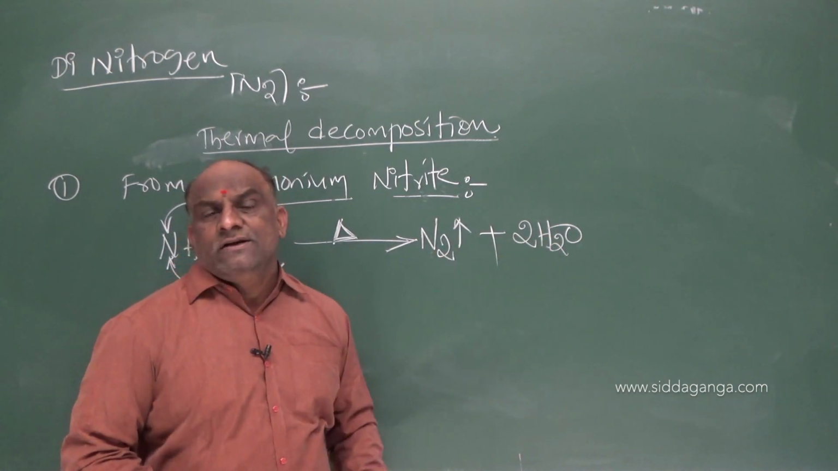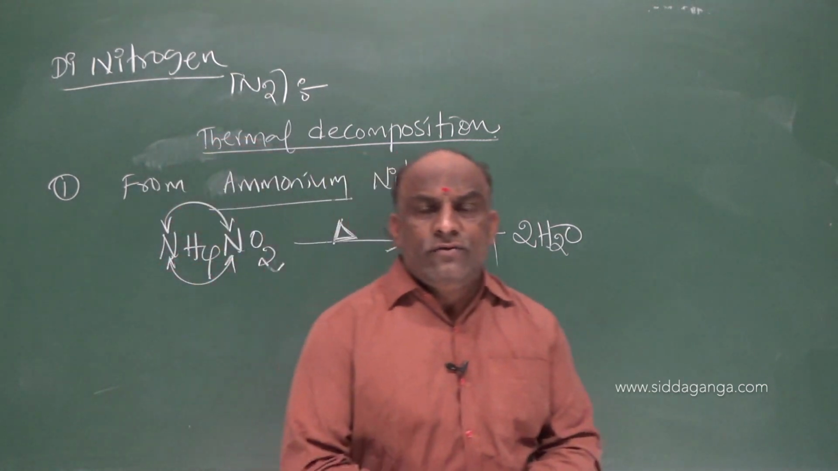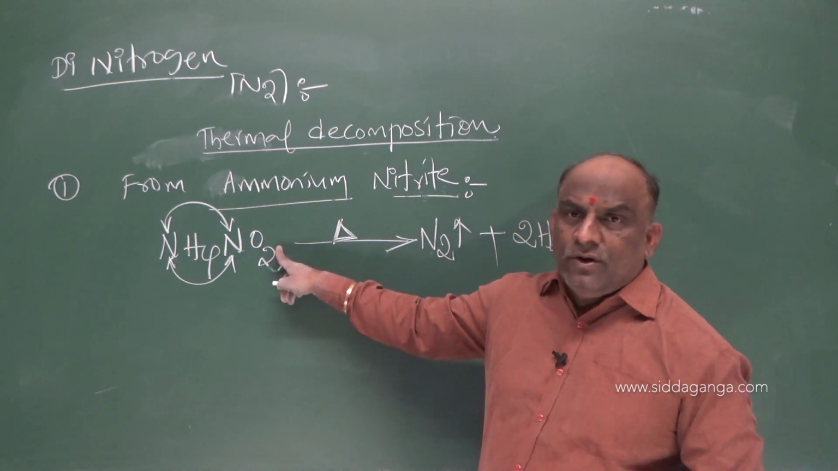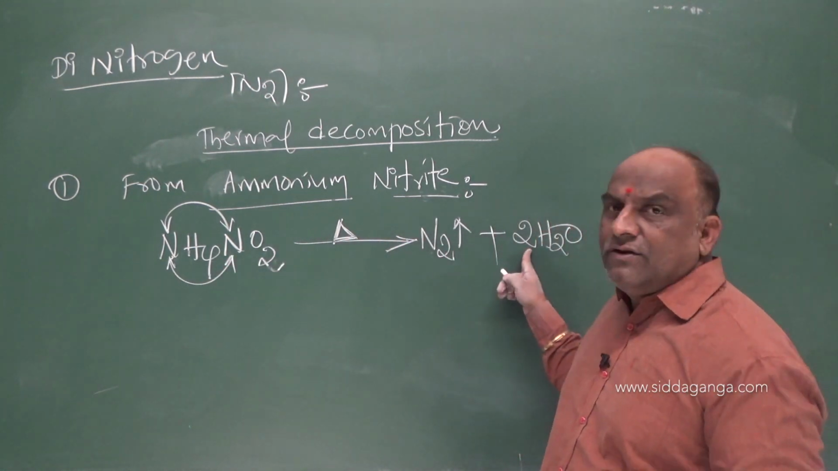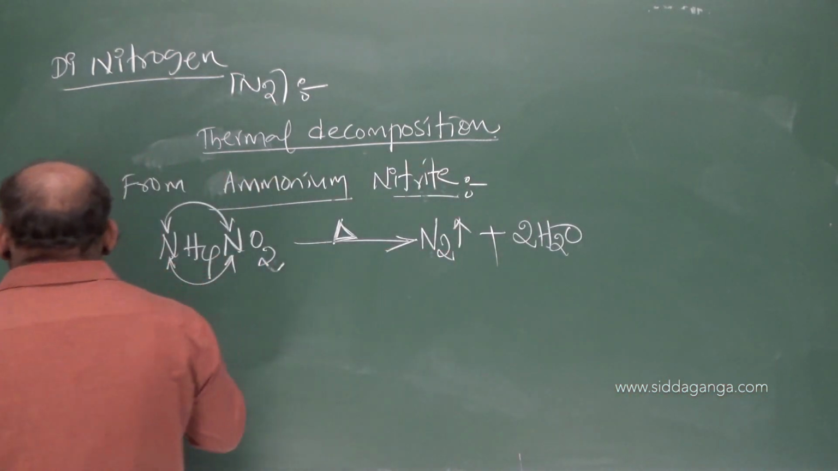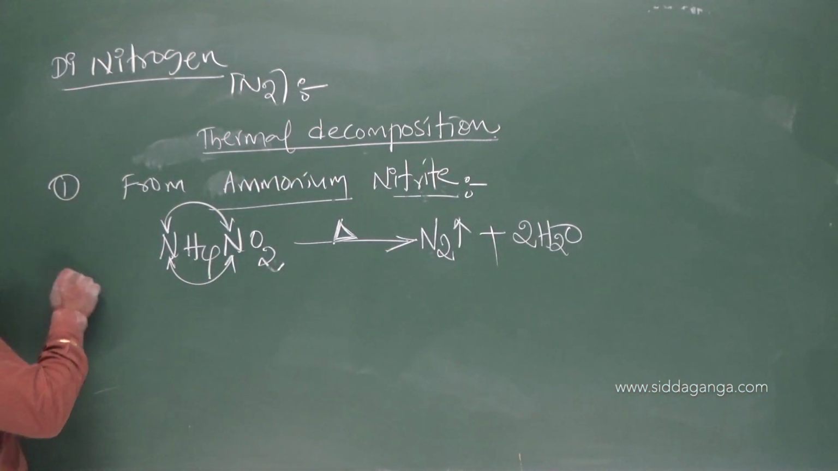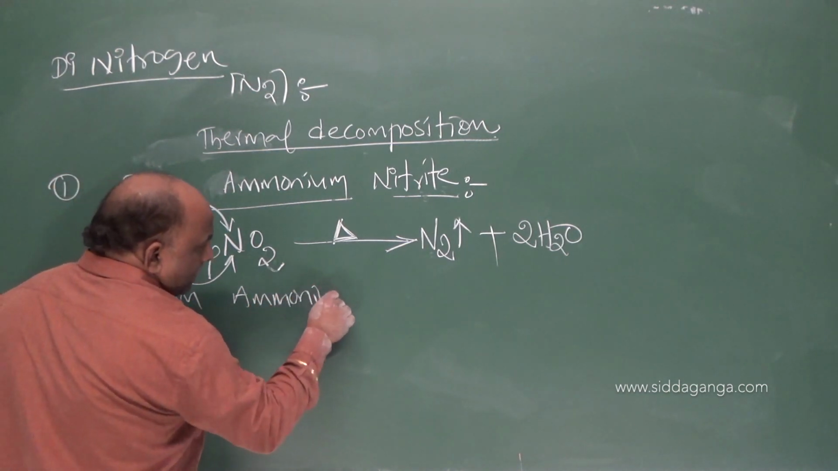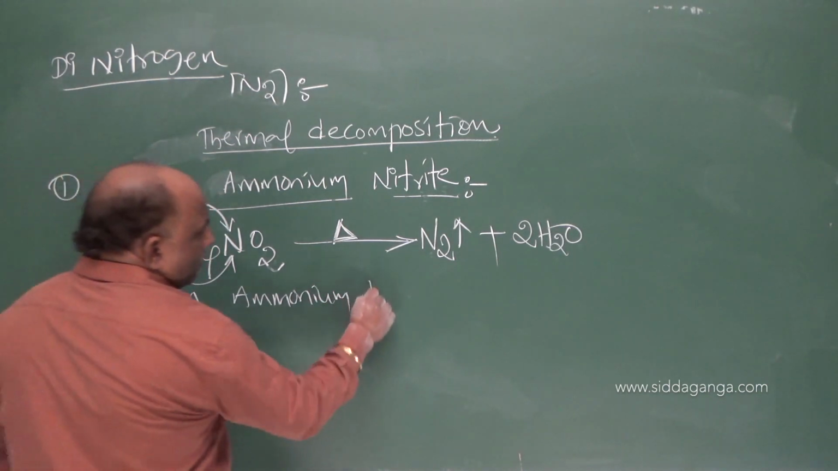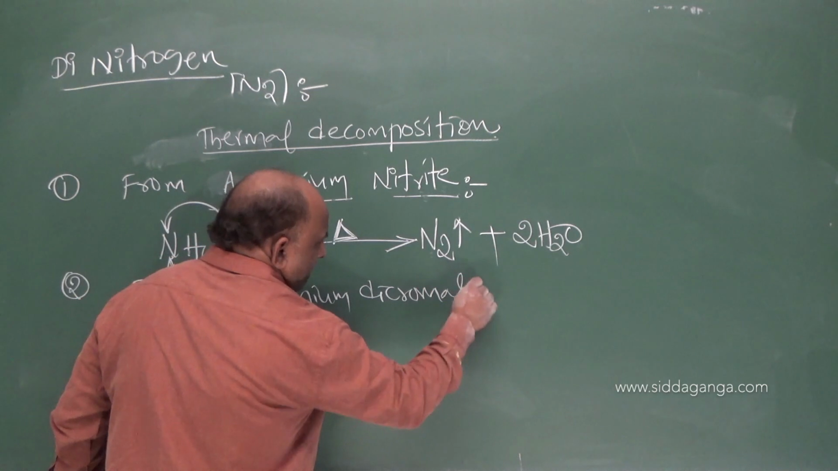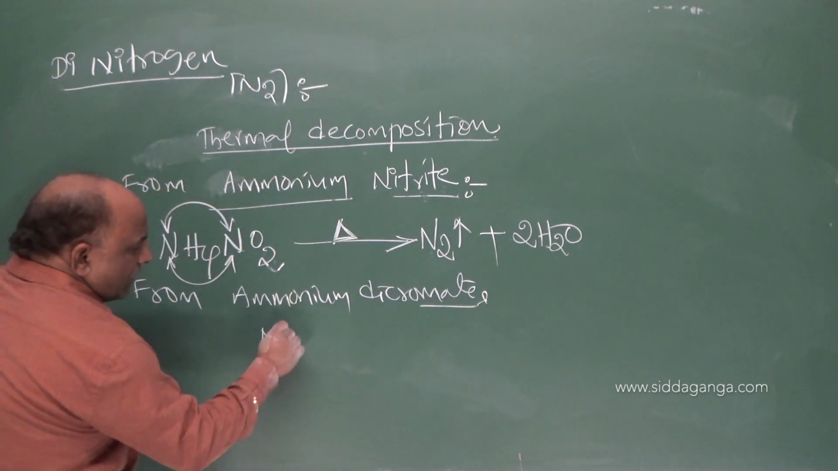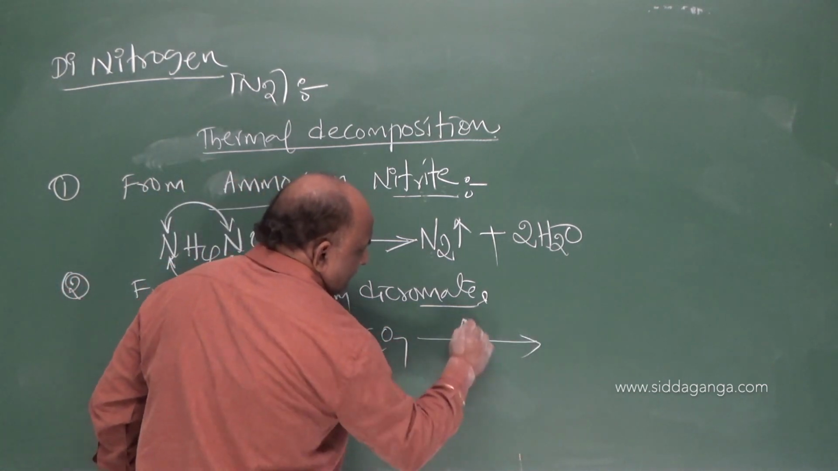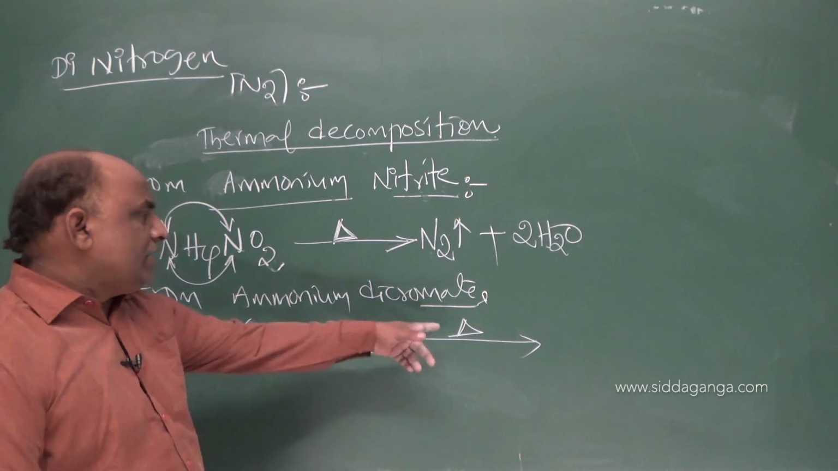Our target is removal of water from this particular equation. Once we remove the water, NH4NO2 gives N2 plus 2H2O. Suppose one more equation is there, the second one, from ammonium dichromate. The formula of ammonium dichromate is NH4 taken twice, Cr2O7. Again, write it as a thermal decomposition equation.